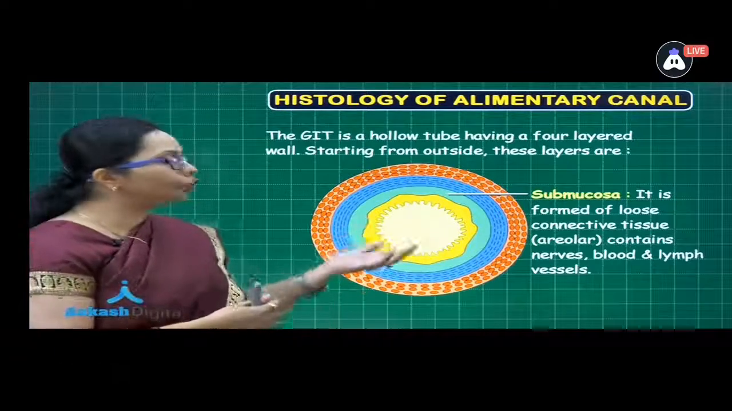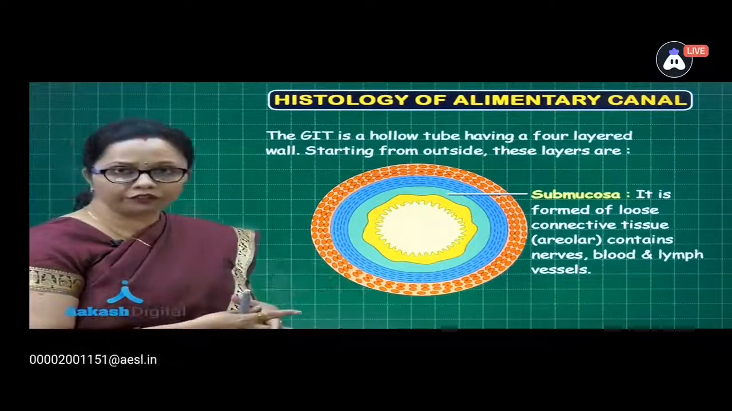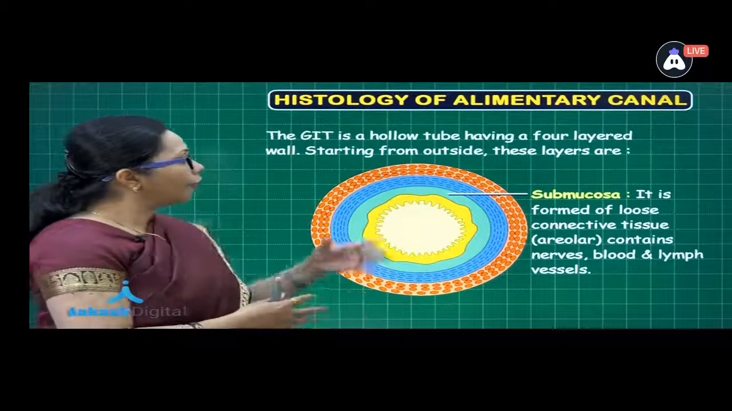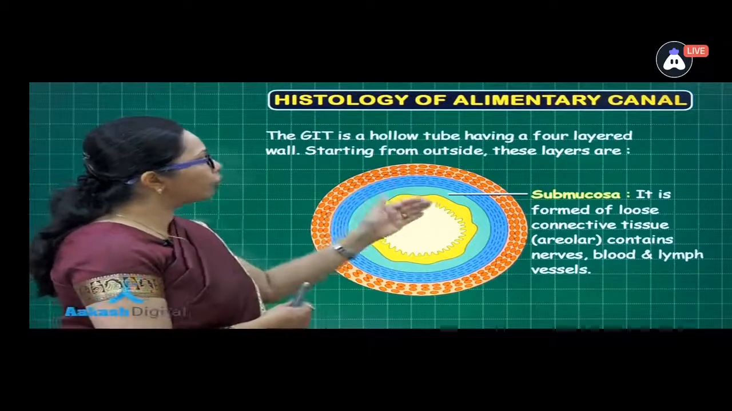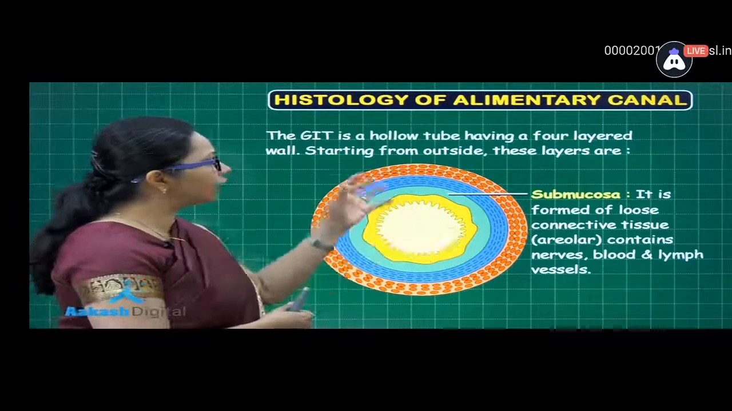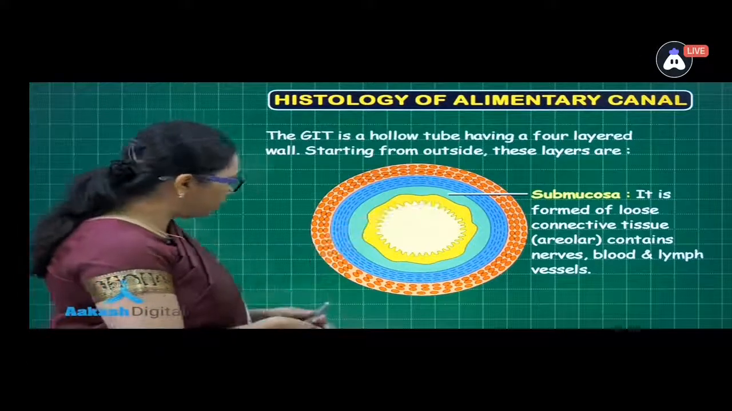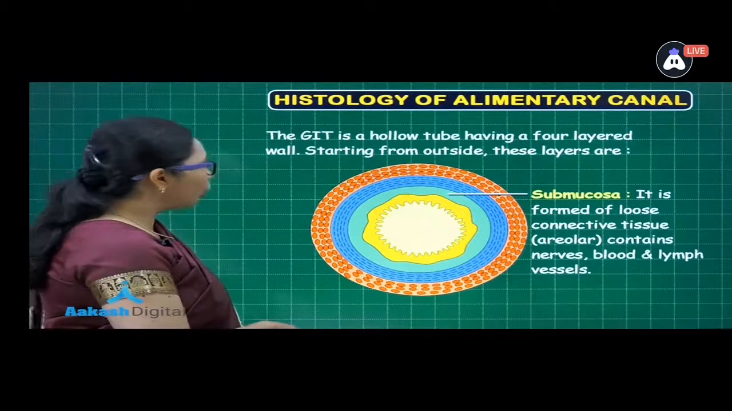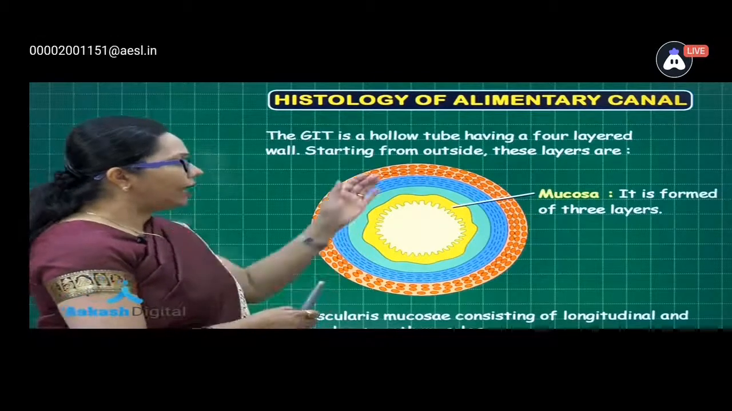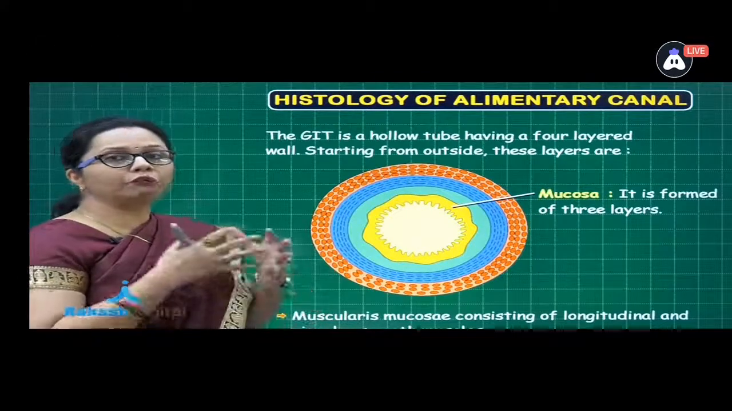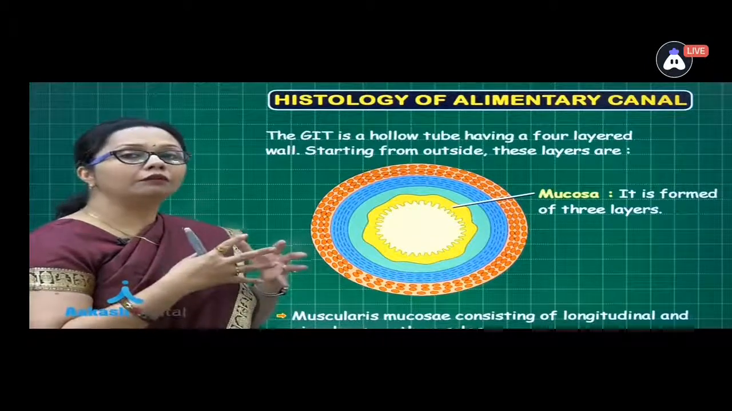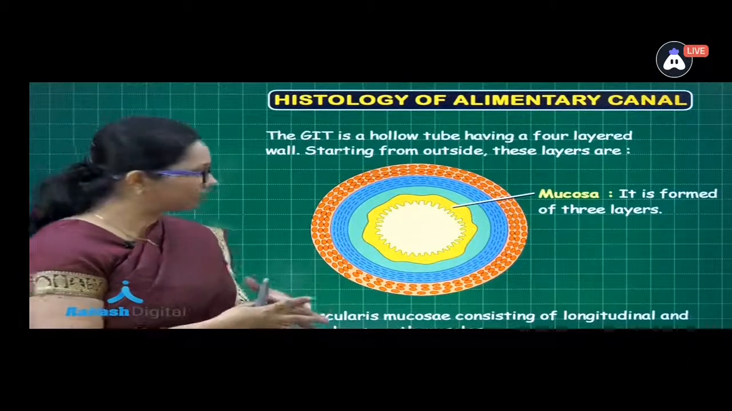It is formed of loose connective tissue, and that loose connective tissue is areolar, which also contains a number of blood vessels, lymph vessels, and nerves. And then coming to the innermost layer, that one is called mucosa. And any layer which is named mucosa means it has mucus secreting goblet cells.